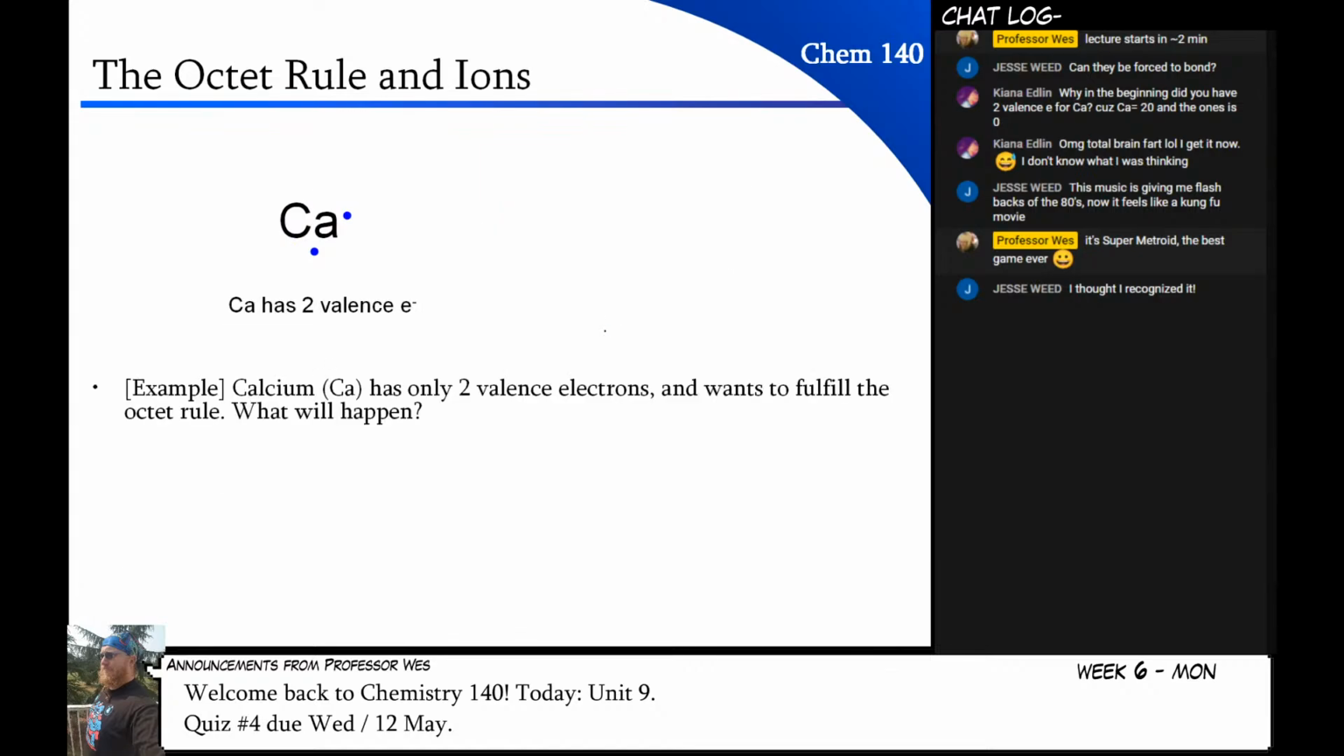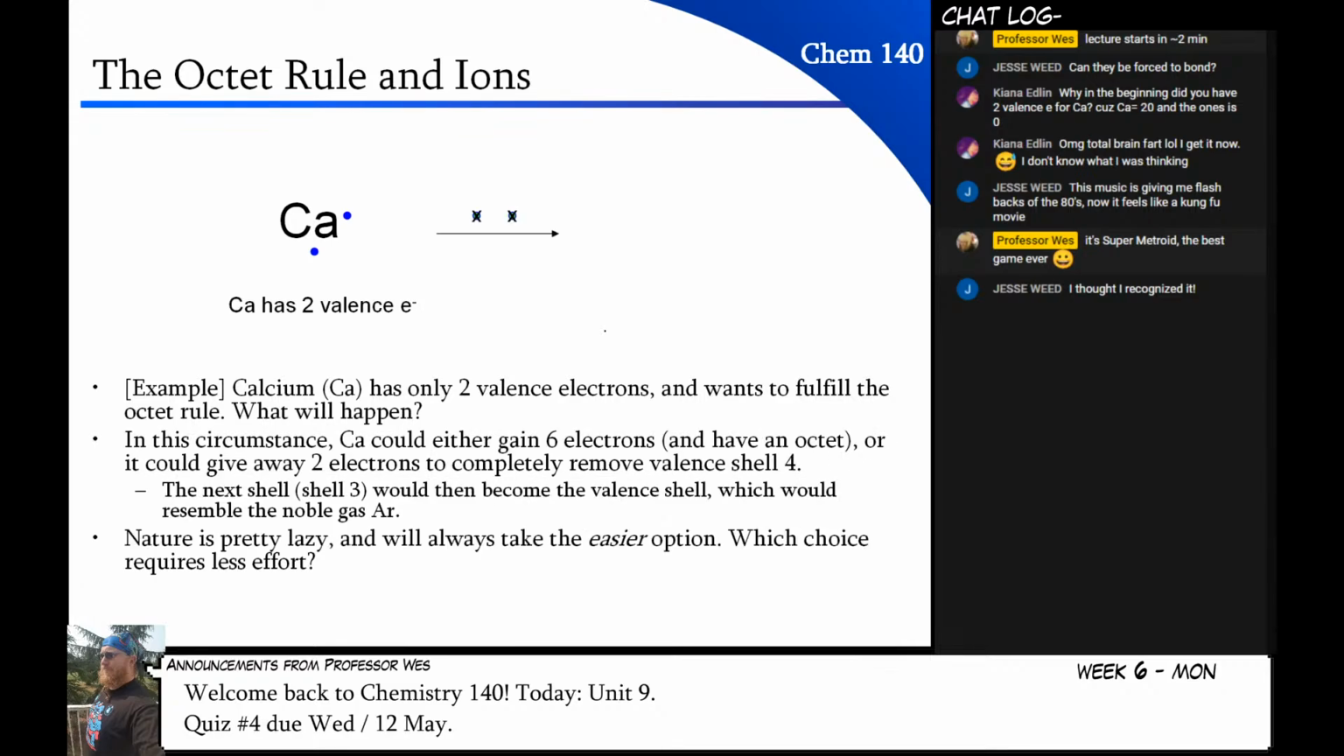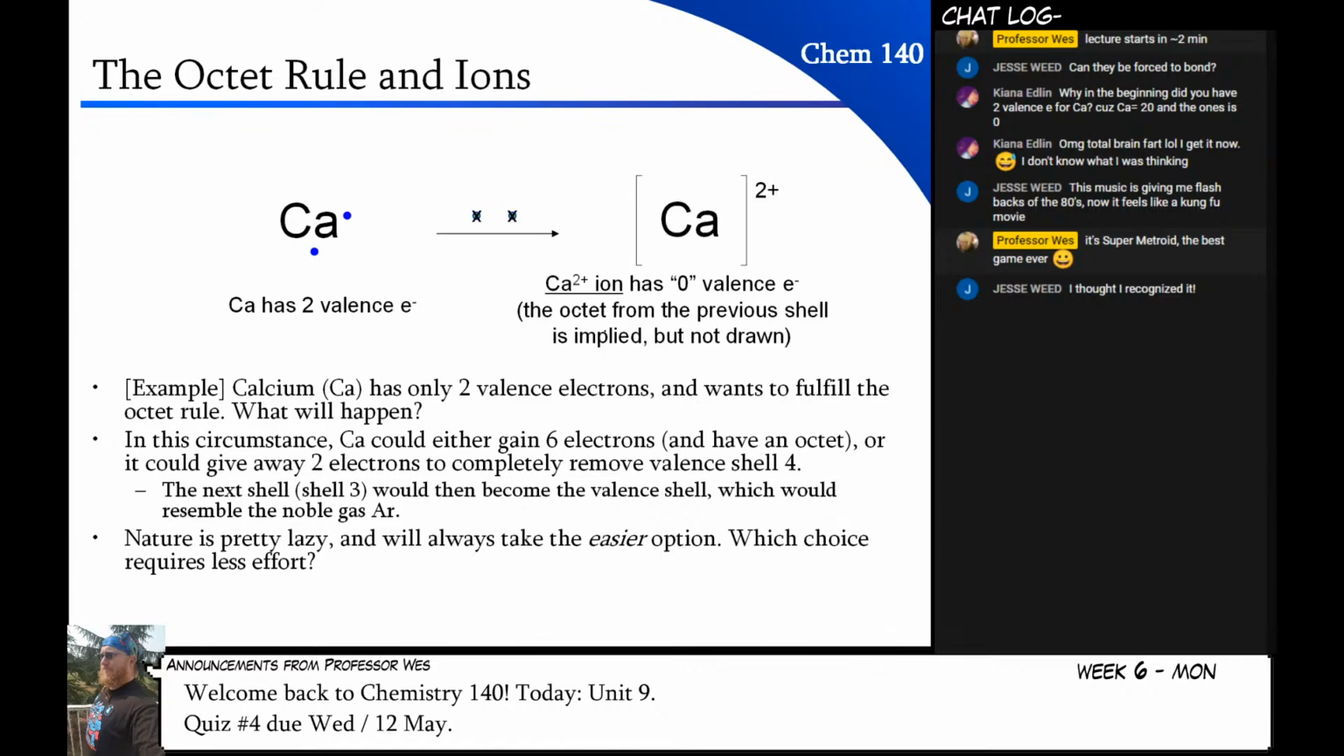Let's do the same thing with calcium here. Calcium, we're going to remove its 2 electrons. And by doing that, I end up with 0 valence electrons, which, remember, 0 counts as an octet, because the previous shell is implied to be there, but we don't draw it. Now, alternatively, I could have done something like this. But what's easier to do? Add 6 things or remove 2 things? Since there's far fewer steps in removing 2 things, that's the step that occurs.